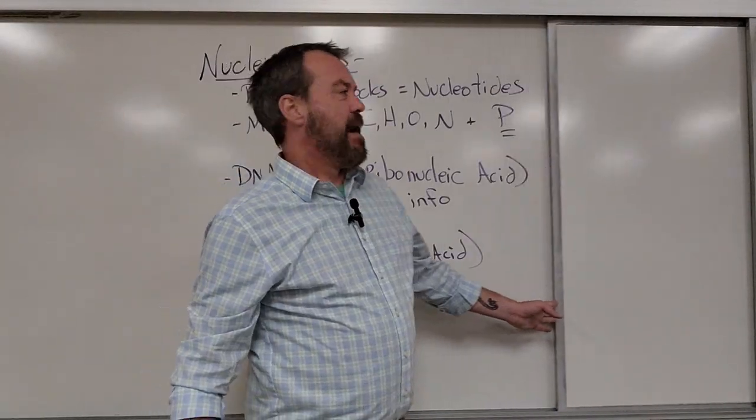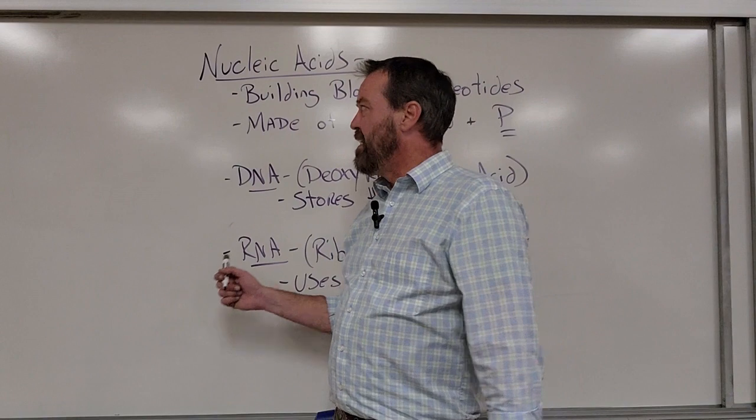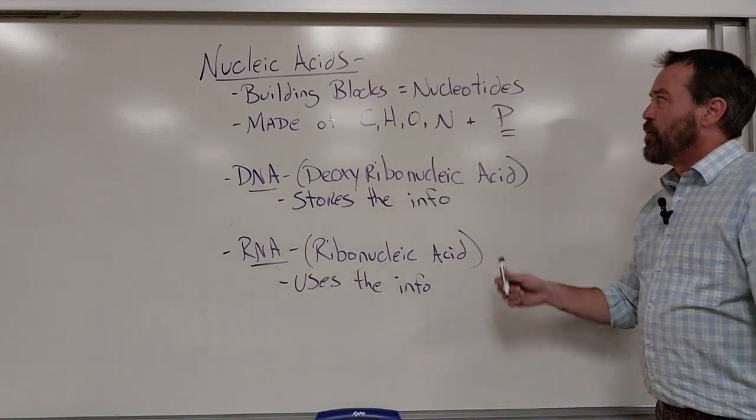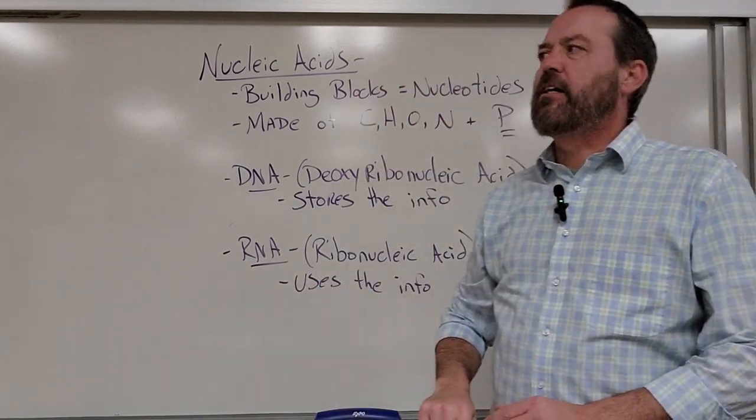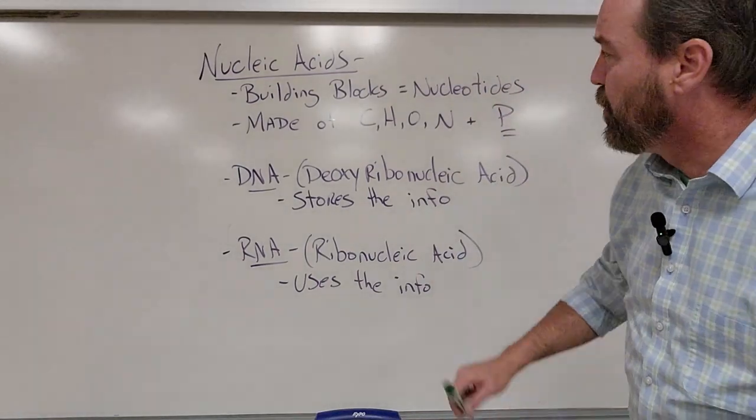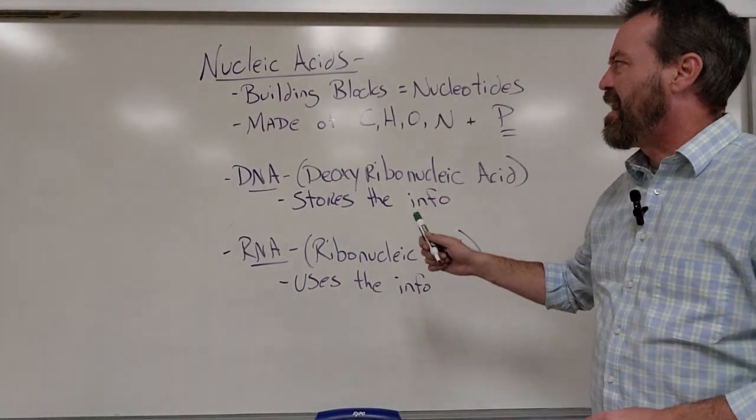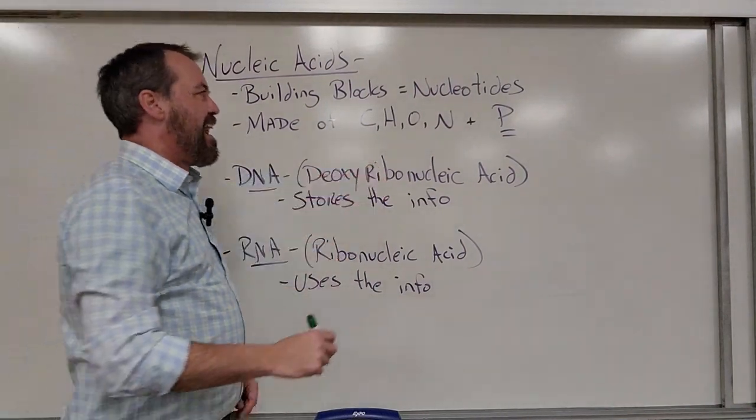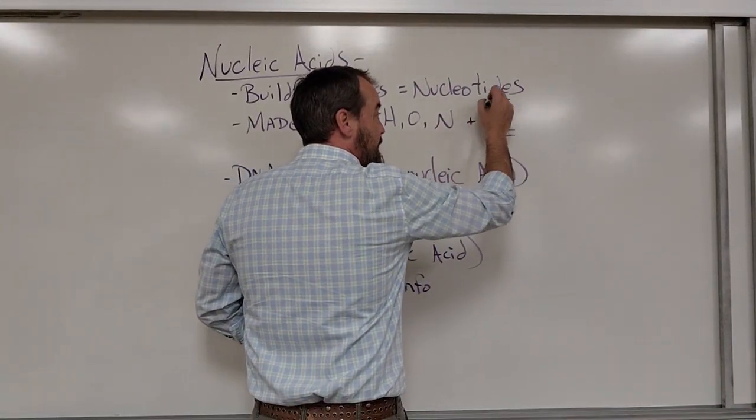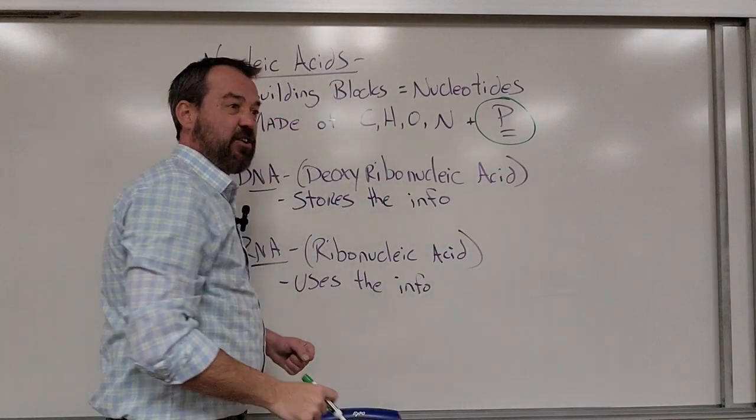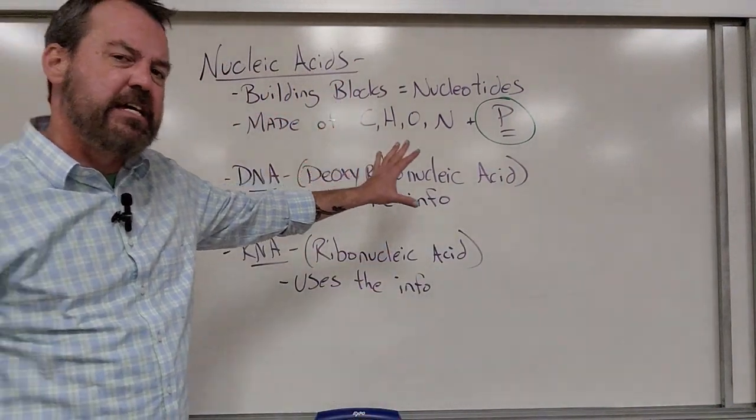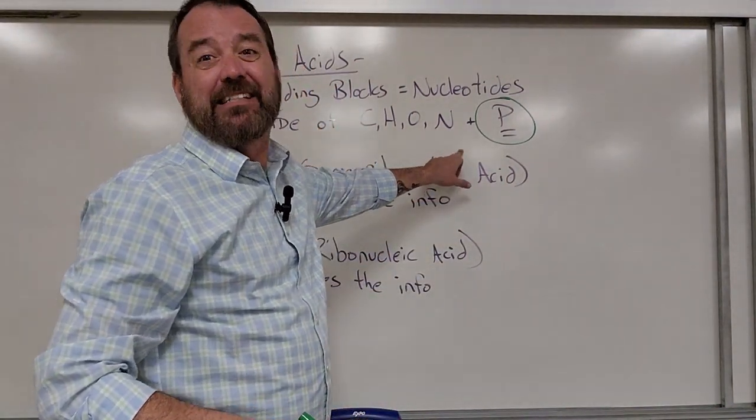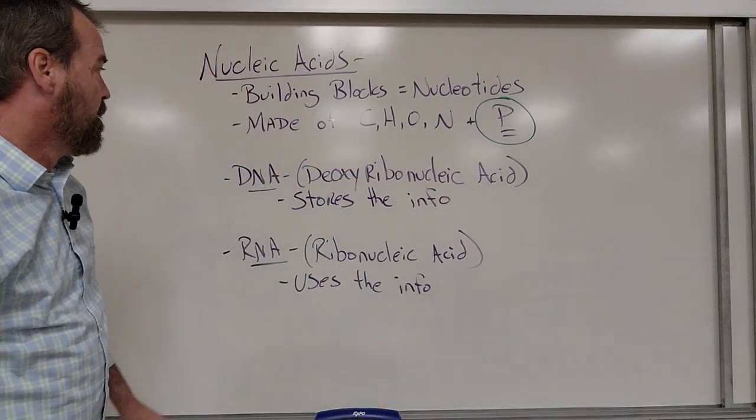All right, our last macromolecule is the nucleic acids. Nucleic acids have a building block called nucleotides. Nucleotides are the building block for nucleic acids. They are made up of carbon, hydrogen, nitrogen, oxygen, and phosphorus. That's going to be key here in a little bit. Phosphorus. It's our only macromolecule that really comes with a P in its molecular formula. So that's how we're going to make that distinction.